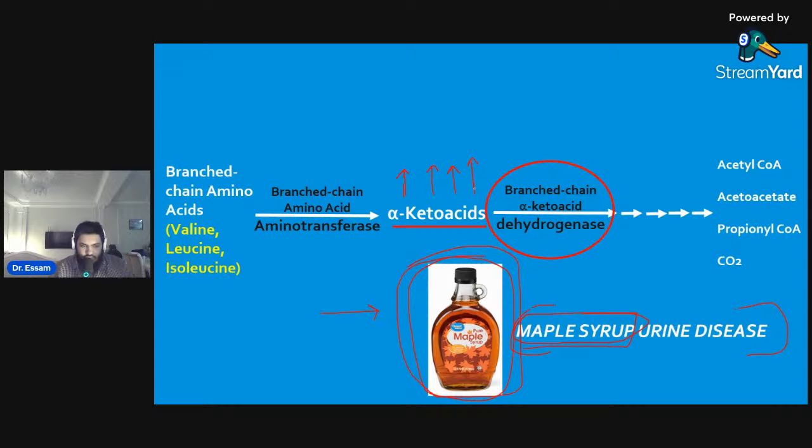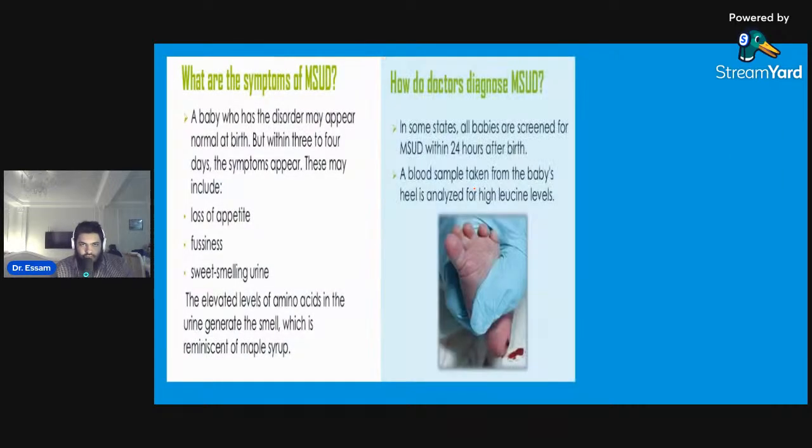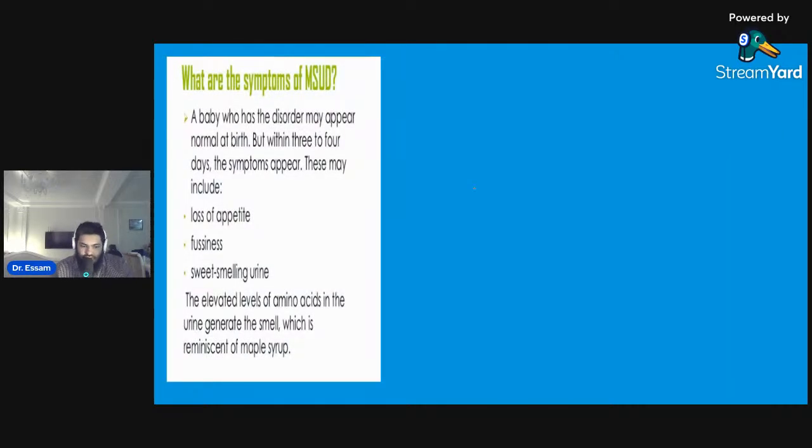Like I told you, this is usually detected in newborns, in babies. So if the baby has sweet smelling urine, then if you are the doctor, you have to think about maple syrup urine disease. This is some information about maple syrup urine disease. When I send you the slide, you can read about these symptoms, but this is not biochemistry. I have just added this for some extra information.